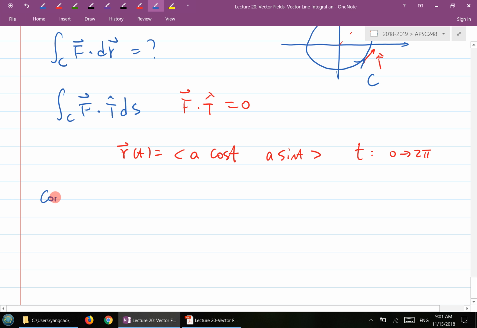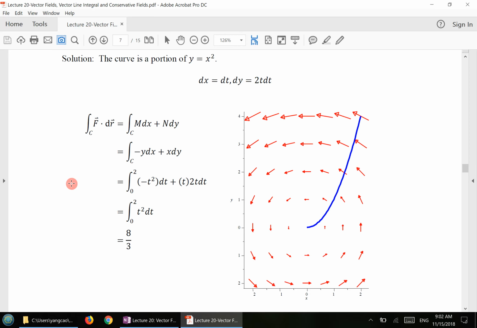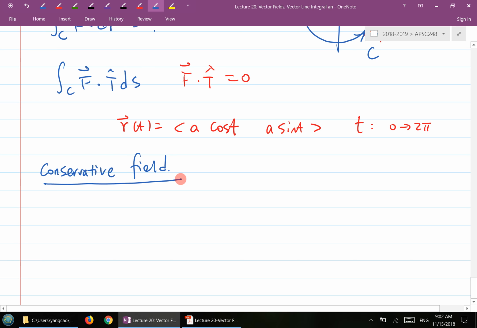I don't think it is computationally very difficult, as long as you're comfortable with the idea of the parametric equation representation for curve C, and also how to do a substitution for the vector function F given the parametric equation for the curve C. The rest of the work is just dot product and then integration. Okay, so the next concept is the conservative field.